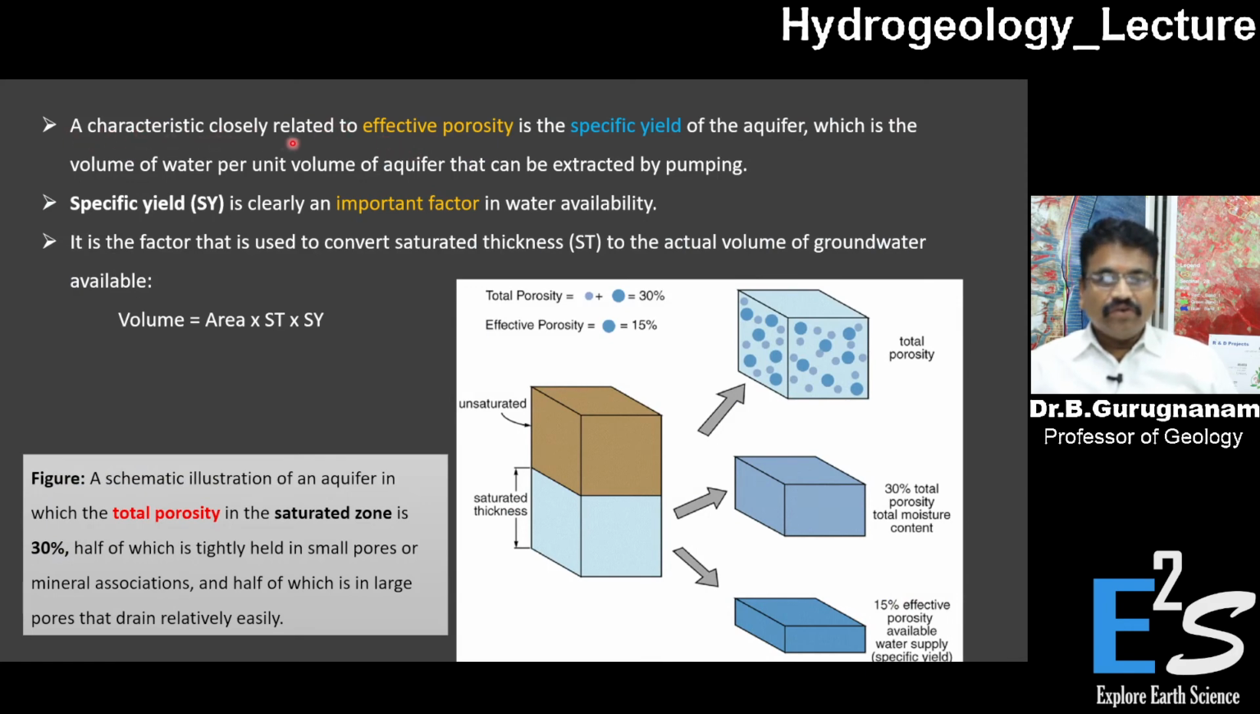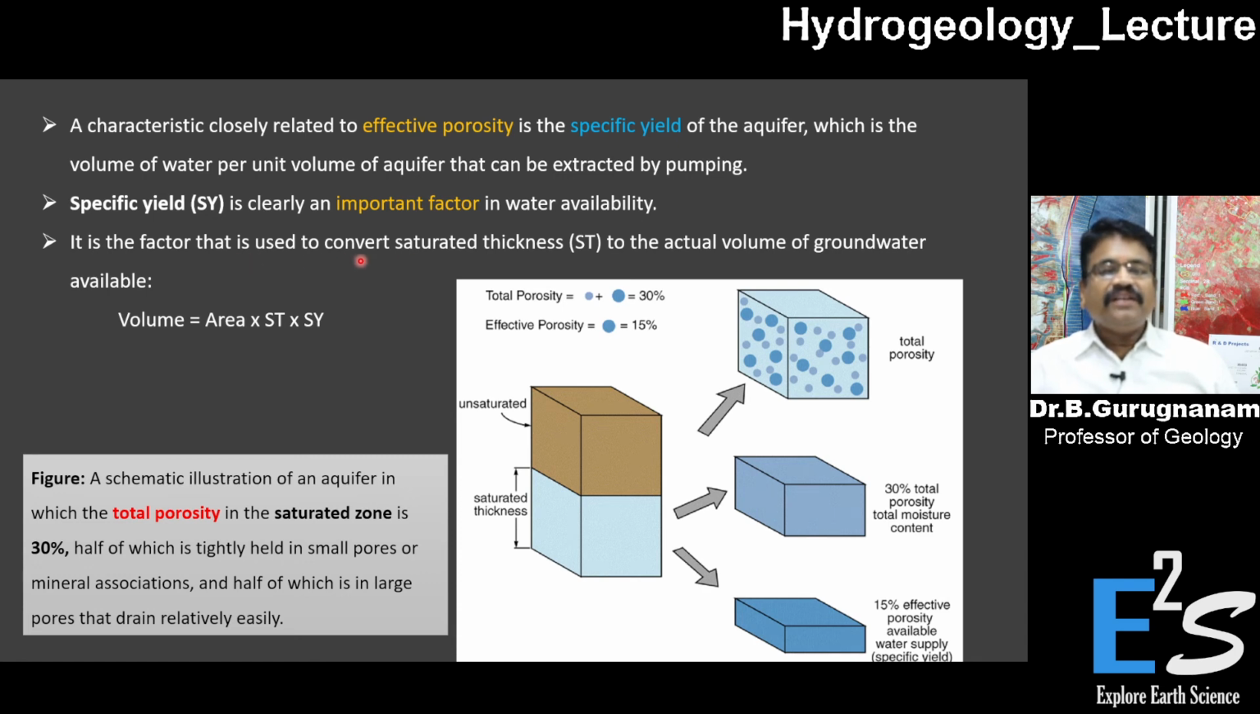A characteristic closely related to the effective porosity. This is another terminology normally everyone is using. Effective porosity is the specific yield of the aquifer, which is the volume of water per unit volume of aquifer that can be extracted by pumping. Specific yield is clearly an important factor in water availability. Without yield, the water has to be taken out from the rock. Then only we'll be able to get a good amount of water for our survival.